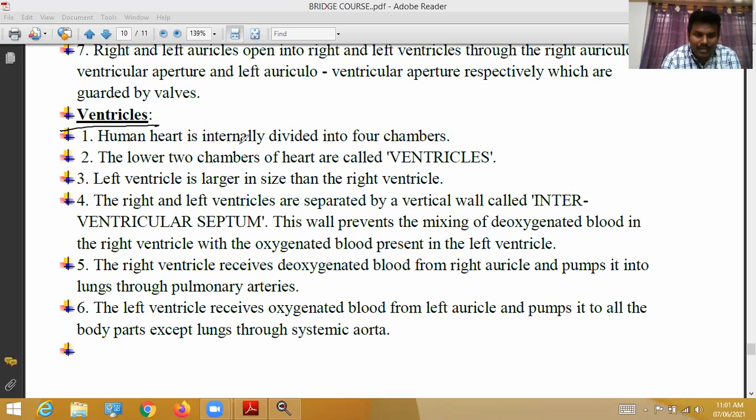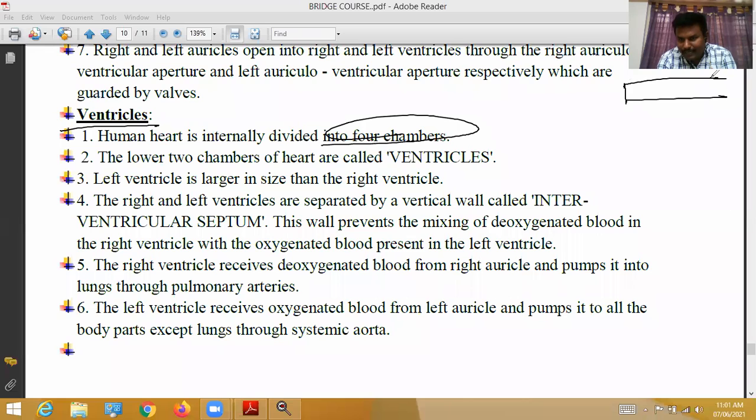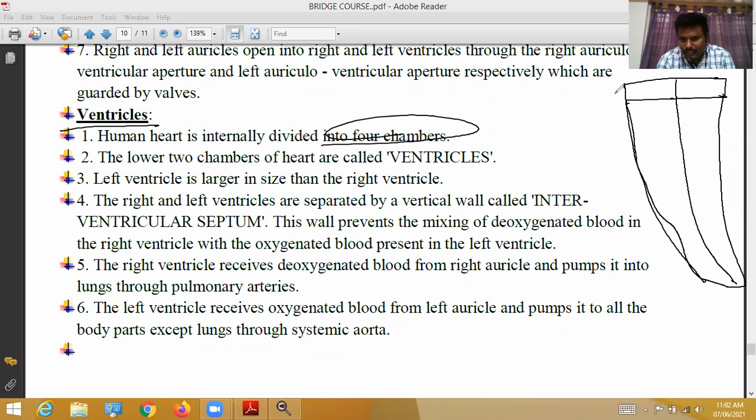Next, the human heart is internally divided into 4 chambers. As you already know, the lower 2 chambers of the heart are called ventricles. See, I have drawn the diagram. This is the right auricle, this is the left auricle, this is the right ventricle, this is the left ventricle. The lower 2 chambers are called ventricles.